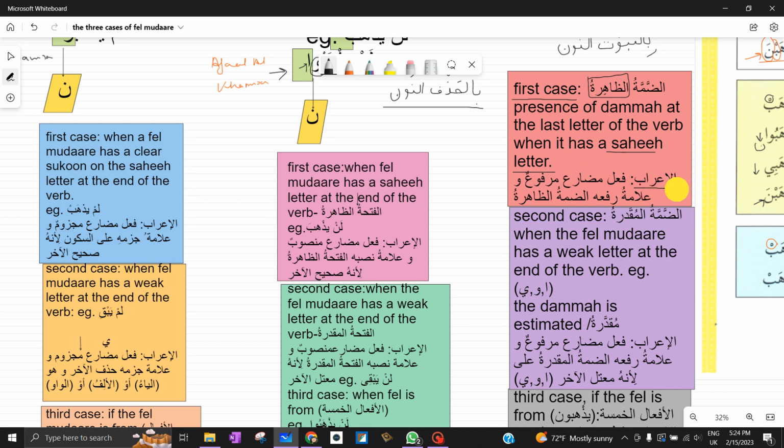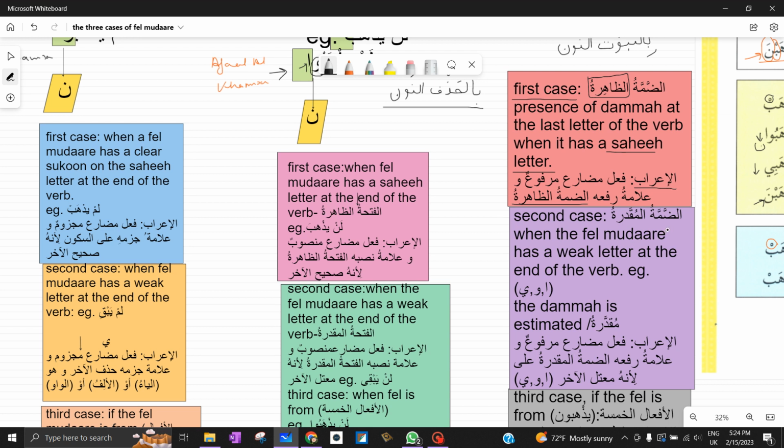And how will you do the i'rab? This is the i'rab you will do. Fail mudare marfu'un, because we are doing a fail mudare marfu case. Wa alamatu raf'ihi ad-dammatu adh-dhahiratu. This is you have to mention. And extra you can mention لأنه صحيح الآخر. If you don't want to mention, you can just leave it. But if you mention صحيح الآخر, that means you know your grammar very well.